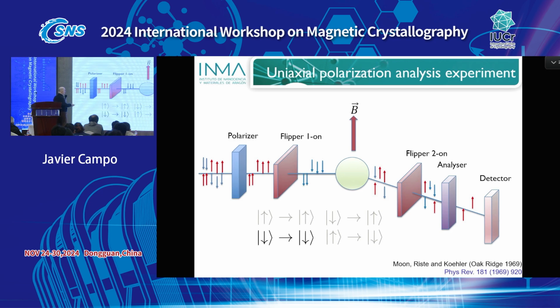This is a very simple experiment in which I can change polarization only up and down. But later I will show you that we can also measure the polarization vector in any direction.